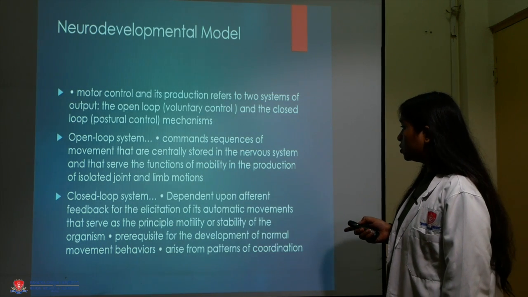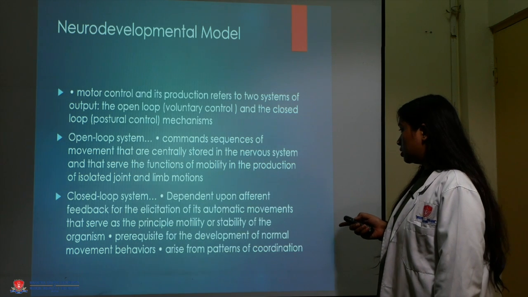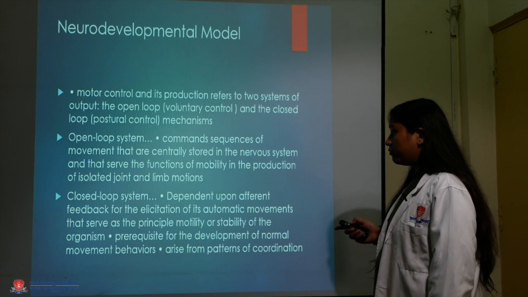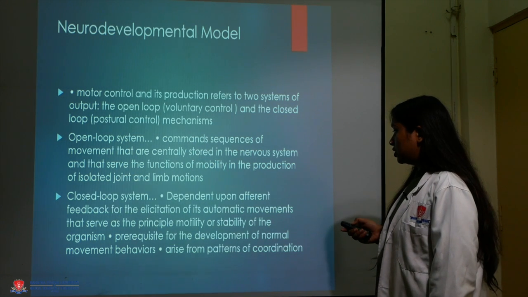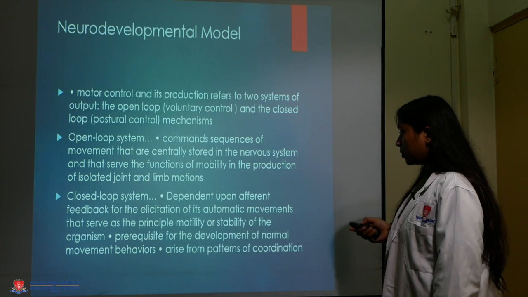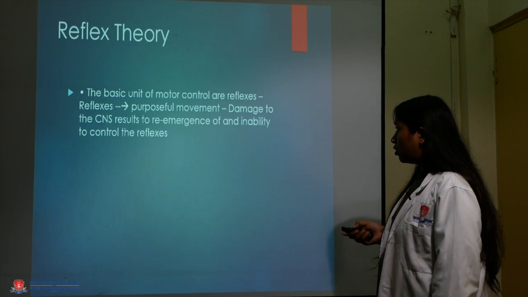Next is the closed loop, that is postural control. So what does it mean? It is dependent upon afferent feedback for the elicitation of its automatic movement, which serves as the principal motility or stability of the organism, a prerequisite for the development of normal movement behavior, and it arises from patterns of coordination.